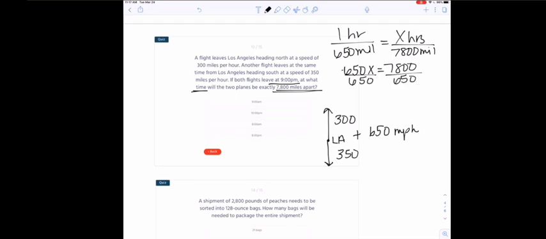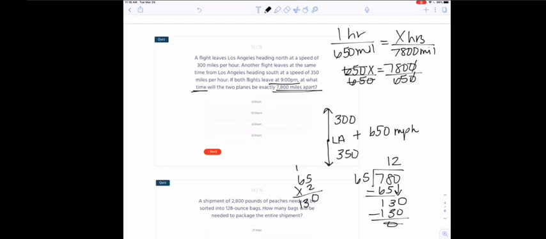I'm going to divide by 650 on both sides. I'm going to cancel out these zeros. And now I have 780 divided by 65. 65 goes into 78 one time. 8 minus 5 is 3. 7 minus 6 is 1. I'm going to bring down a 0. 65 goes into 130. It's going to be 2 times. 2 times 5 is 10. Carry the 1. 2 times 6 is 12. Plus 1 is 13. So this is actually a 2. 130 minus 130 is 0. There's nothing else to bring down, so x equals 12 hours.